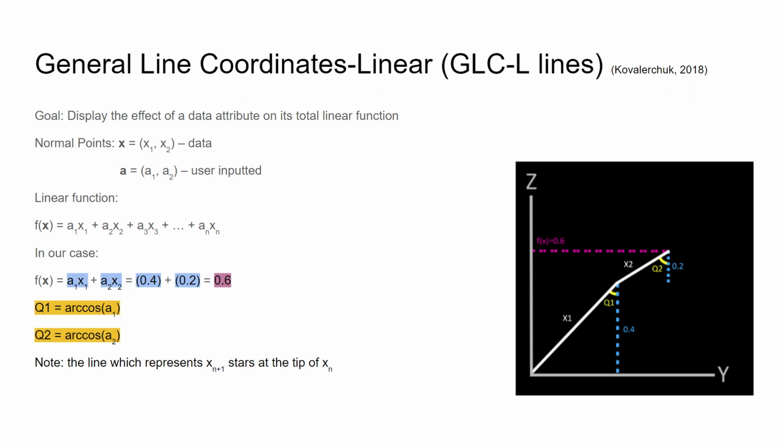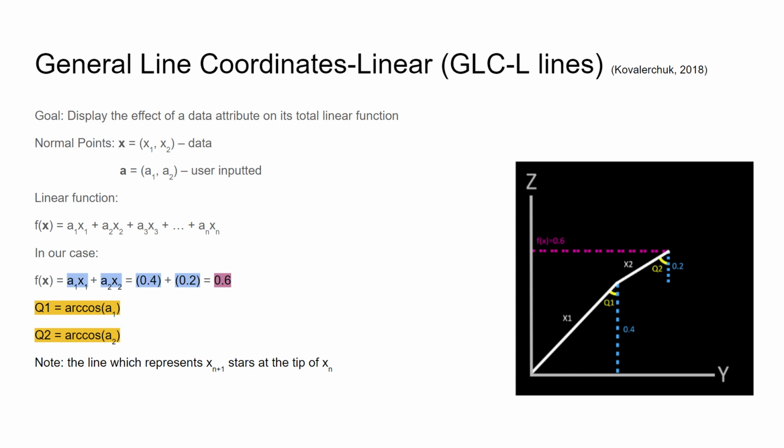But anyways, to get these angled lines, what we can do is take the arc cosine of A1, just because of how these heights are gathered, and take the arc cosine of A2 for the second segment. These angles allow us to have these height-added points with the x1 and the x2 length segments add up such that their heights reach f of x equals 0.6, and this is a GLC-L line. Again, its purpose is to find the effect of a data attribute on its total linear function.